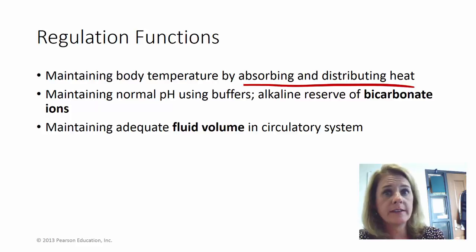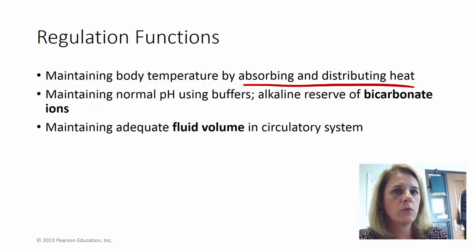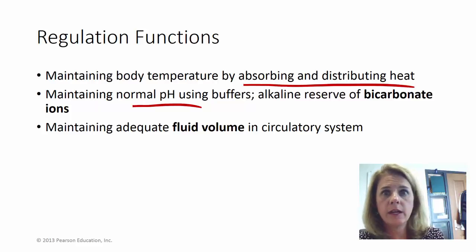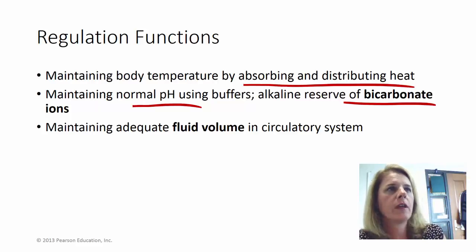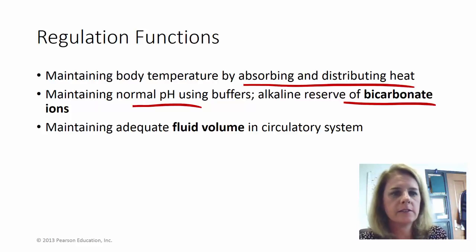We use our blood to maintain our pH. So we have to have a normal pH in our bodies. All of our chemical reactions need a very specific pH in order to occur, and so the blood helps us do that. One of the things the blood does is it has a buffer in it called the bicarbonate ion, the alkaline reserve, which is kind of like a Tums or baking soda. It is in your blood to help neutralize acids and keep your blood pH normal. We'll talk more about that later.